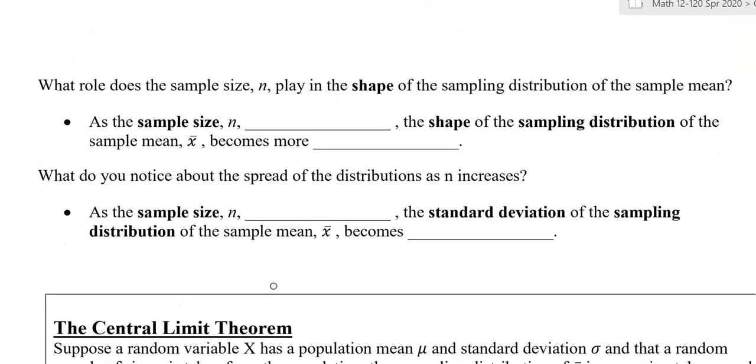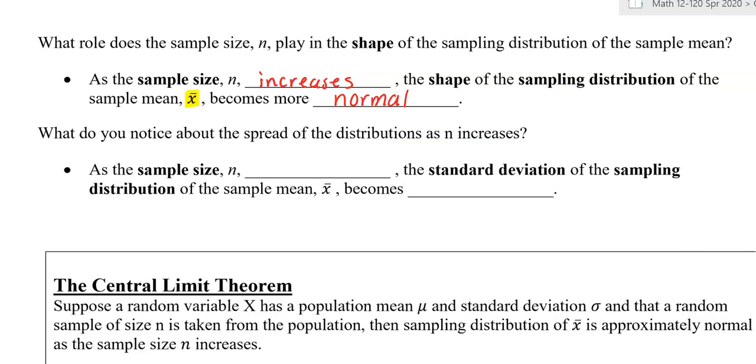So here's the overall result. What role does the sample size n play in the shape of the sampling distribution of the sample mean? As the sample size n increases, the shape of the sampling distribution for the sample mean, that means for those x bars, became more normal. And what happened to the spread, right? Well, as the sample size n also increases, the standard deviation of the sampling distribution for x bar became smaller, right? So it becomes smaller.